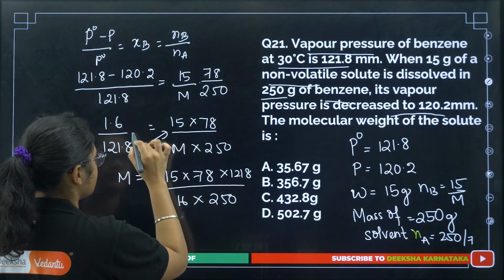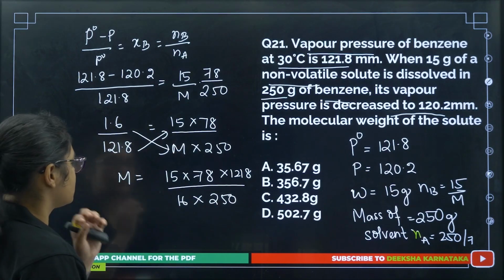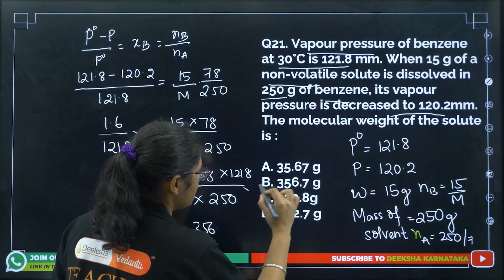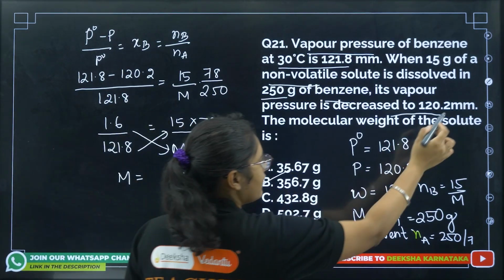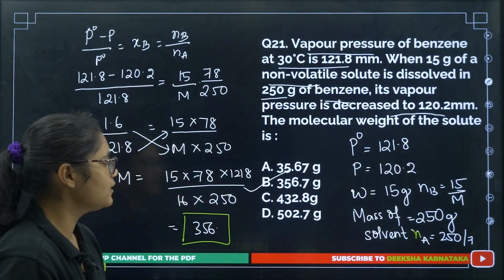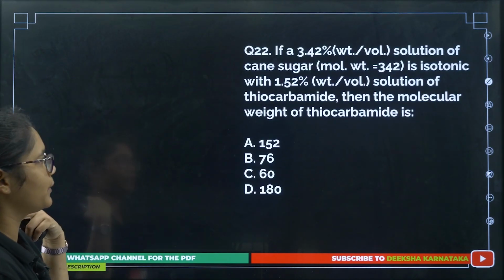So I multiplied this one here and this one here, right? So now if I solve this, you will get around 356 point something. The correct answer for this question will be option number B. Okay, clear? Next, coming to question number 22.